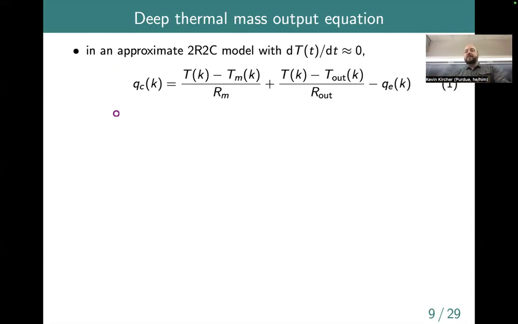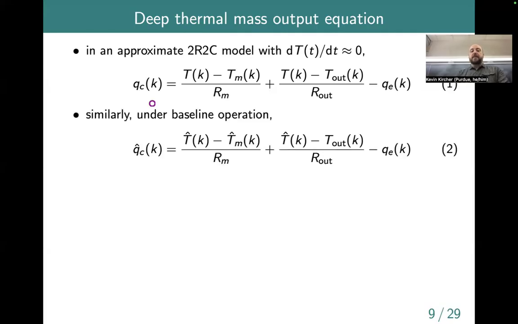Okay, so in that case, you could go back to the 2R2C model, look at the equation that governs the indoor air temperature, and set the time derivative of the temperature equal to 0. And then you would get this equation here by solving for QC. So in the baseline scenario, again, that orange dashed line, we would get basically the same thing, but now we would have hats on all the baseline values of these parameters.